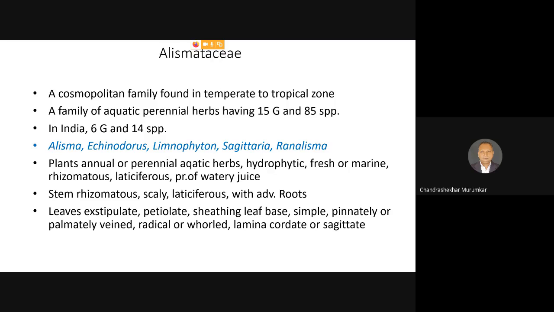Now the members present are Alisma, Echinodorus, Limnophyton, and the most common one around us, Sagittaria. Sagittaria is a very common aquatic Alismataceae member around us. And there is one member reported from the Uttaranchal area, that is Ranalisma.